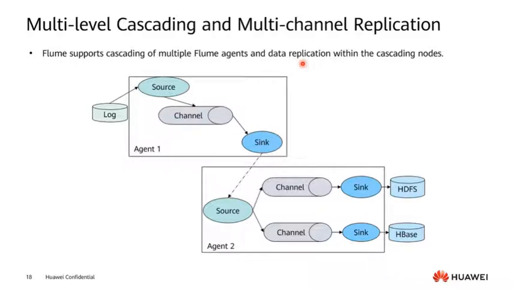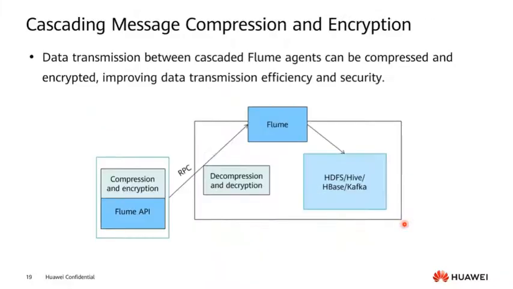So if one of the channels in agent 2 fails, the other can take the responsibility of it automatically without data loss. In addition to reliability, multi-level cascading also allows data being collected to multiple locations at the same time for direct use in each component. For example, in the preceding figure, logs are copied to both HDFS and HBase for different purposes. And here, in the cascading process, data can be compressed and encrypted, thus data can be transmitted efficiently and securely.